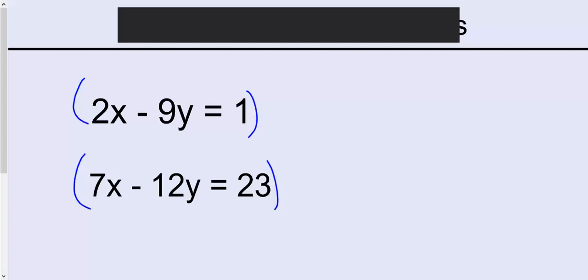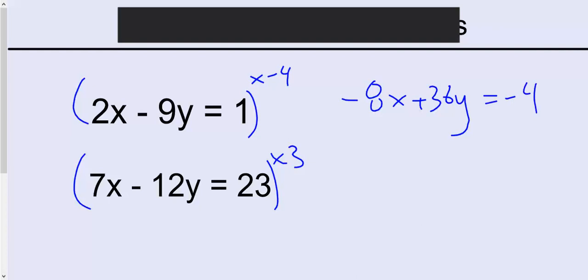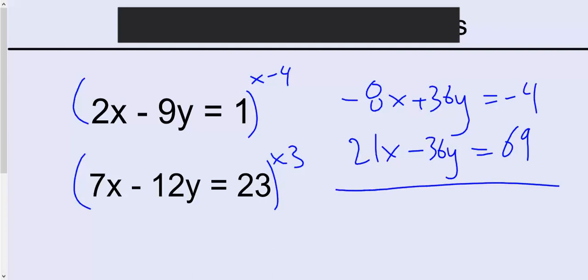So I'm going to multiply this one by negative 4 and this one by positive 3. And the reason why I'm doing negative 4 is so that the y value is positive, and then the y value on the bottom one will be negative. You need one of them to be positive, and you need one of them to be negative. Okay, so now I have my y's, 36 and negative 36 for the coefficients. I'm going to add here.